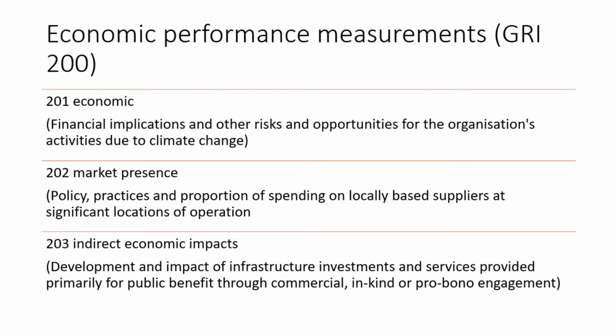First is the economic performance, that's the financial implications and the risks and opportunities from engaging in sustainability. Then the market presence, that is the policy and practices and the proportion of spending on sustainability. Third is the indirect economic impact. It's about the development and impact on infrastructure investment and services provided primarily for public benefit.